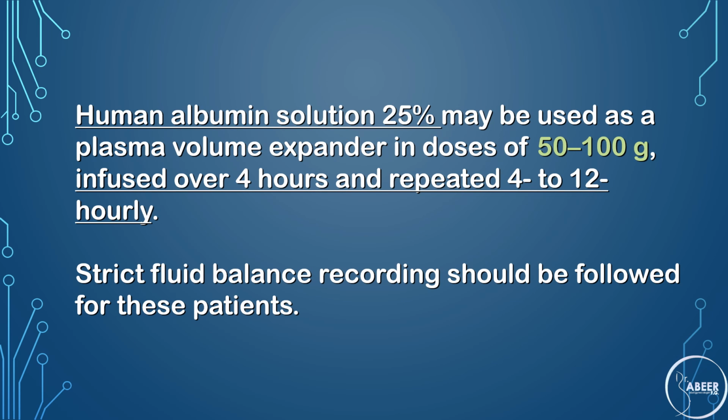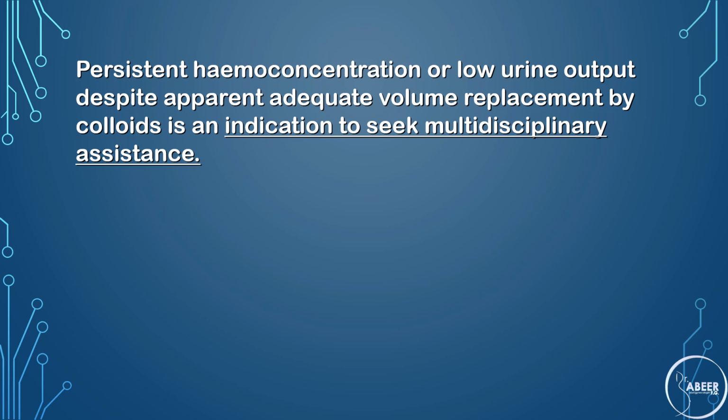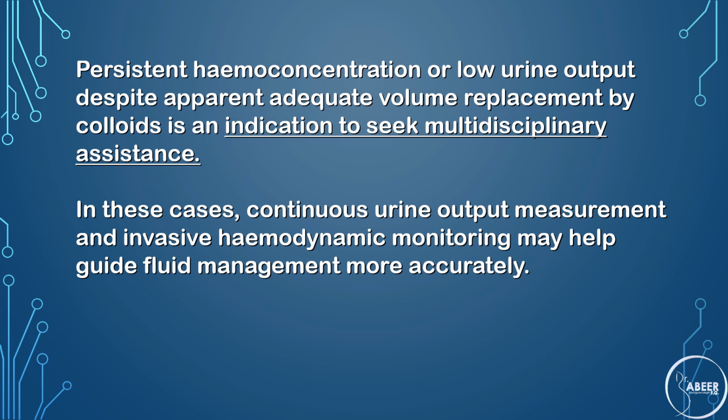Human albumin solution, 25%, may be used as a plasma volume expander in doses of 50 to 100 grams infused over 4 hours and repeated 4 to 12 hourly. Strict fluid balance recording should be followed for these patients. Persistent hemoconcentration or low urine output despite apparent adequate volume replacement by colloids is an indication to seek multidisciplinary assistance. In these cases, continuous urine output measurement and invasive hemodynamic monitoring may help guide fluid management more accurately.